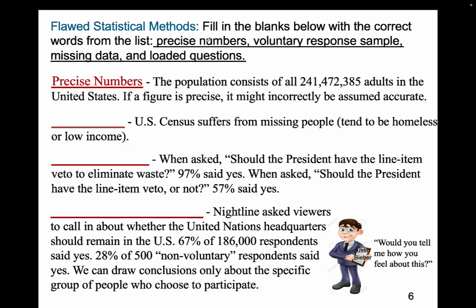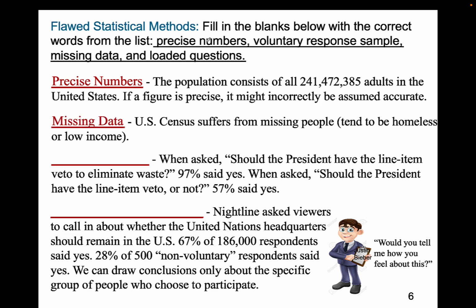Welcome back. Let's see how you did. If you put precise numbers for the first one, you got it right. Saying that the population consists of all 241,472,385 adults in the United States. If a figure is precise, it might incorrectly be assumed to be accurate. That should have been given as an approximation. Too precise of a number there. Someone might think that's the actual number.